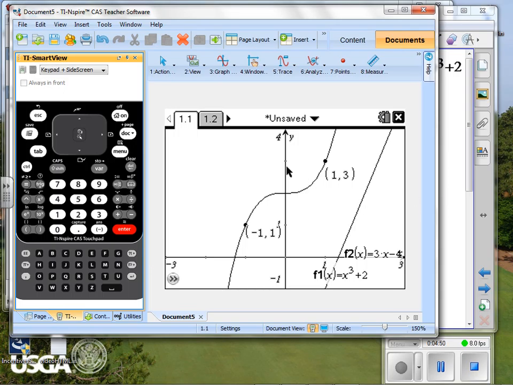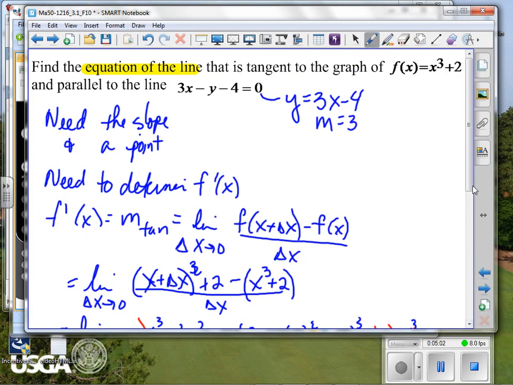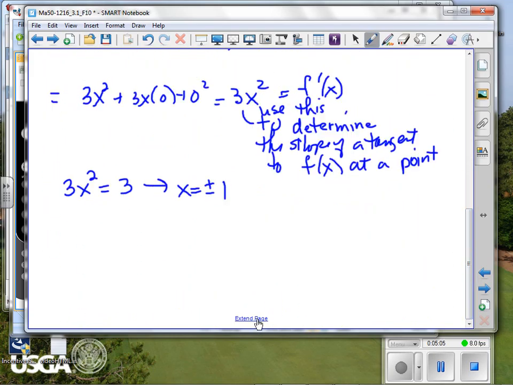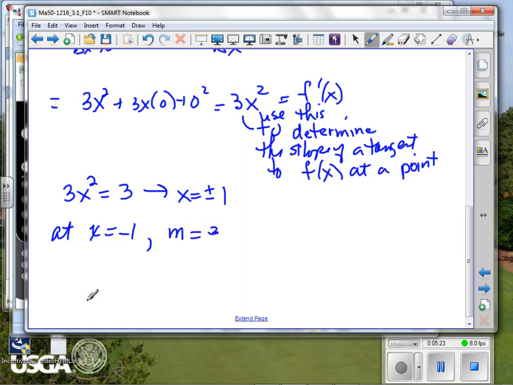Now let's see. We could use our Inspire to come up with the equations of those lines, but I want to see your work. So let's go back over here and show some analytical work, then we'll use the Inspire to test it, to verify. So at x equals 1 and x equals negative 1, those are the points of tangency where the tangents should have the slope of 3. So at x equaling negative 1, my slope is 3. That's what we have decided it was going to be.